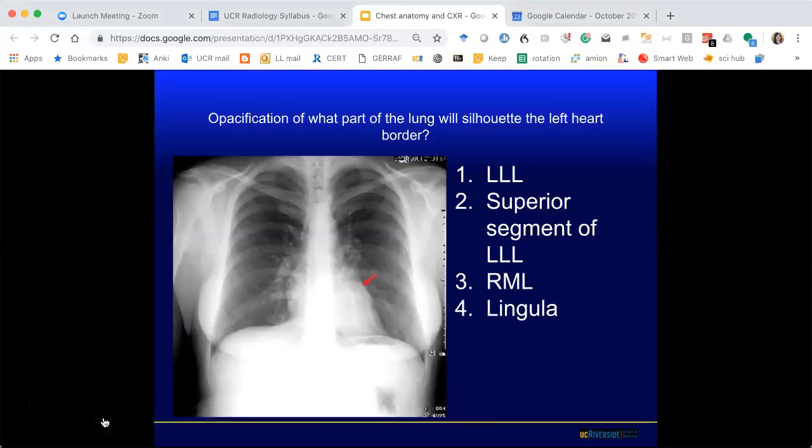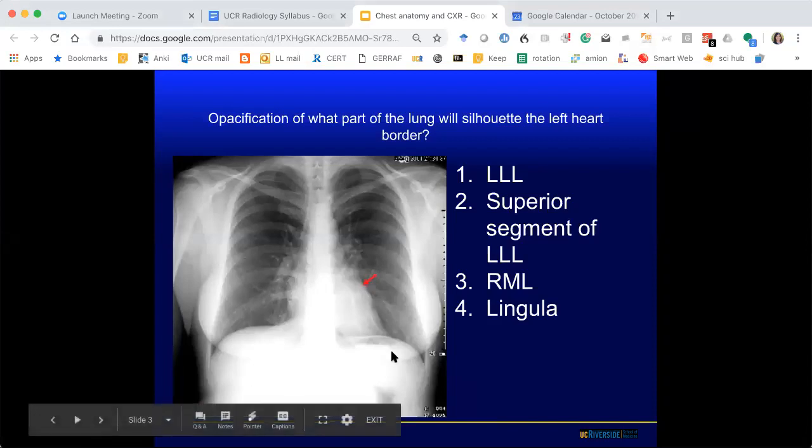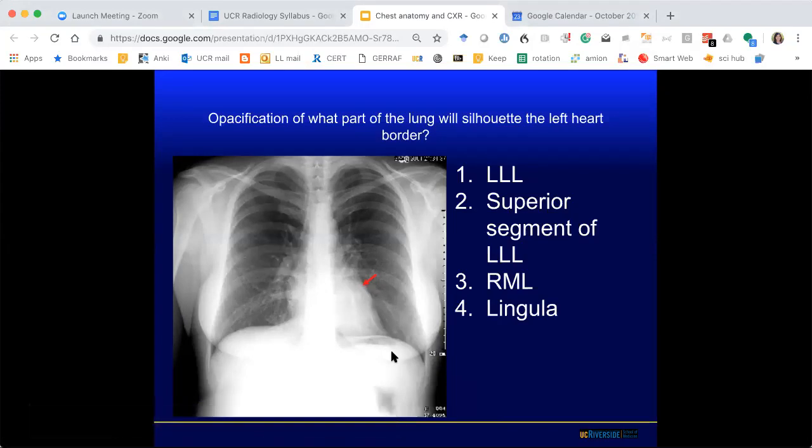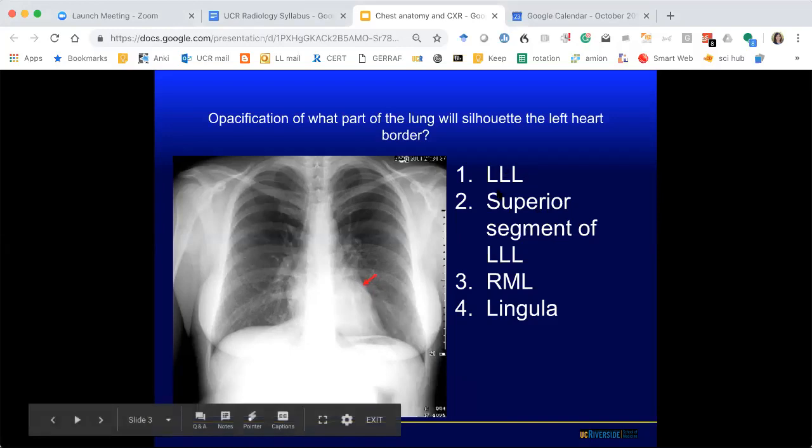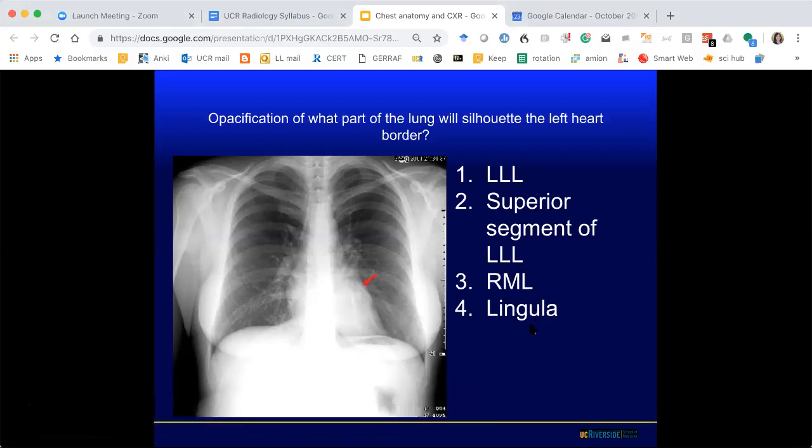So you guys had a quiz, and here are some of the questions from the quiz. You could just shout it out or text your response in. Opacification of what part of the lung will silhouette out the left heart border? Left lower lobe, superior segment of the left lower lobe, right middle lobe, or lingula? Superior? Okay. Any other guesses? We'll review these questions as we go through the lecture slides.